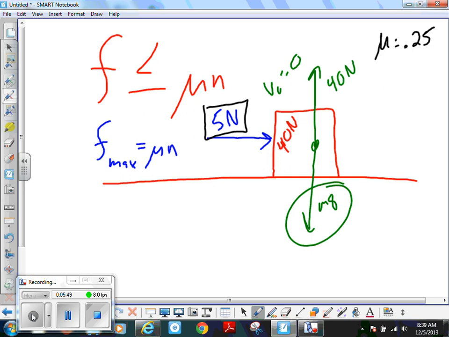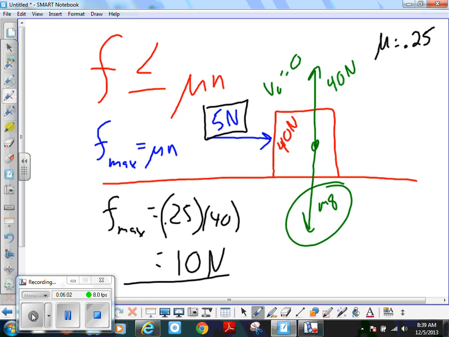Okay, so the force max that we'll get here then is the coefficient times the normal, so 0.25 times 40. So we can see that the friction max is 10 newtons. Anybody have a question about that? So, to try to pick up where we left off, because I'm a little unsure what we were talking about, but I know that we have 10 newtons as a max of friction.